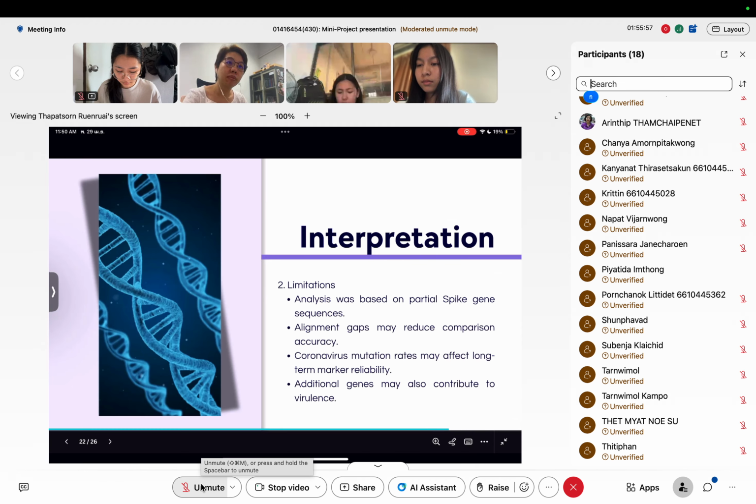Okay, so we acknowledge limitations including the use of partial spike gene sequences, alignment gaps that may reduce comparison accuracy, and the high coronavirus mutation rate that may affect long-term marker reliability. Next.